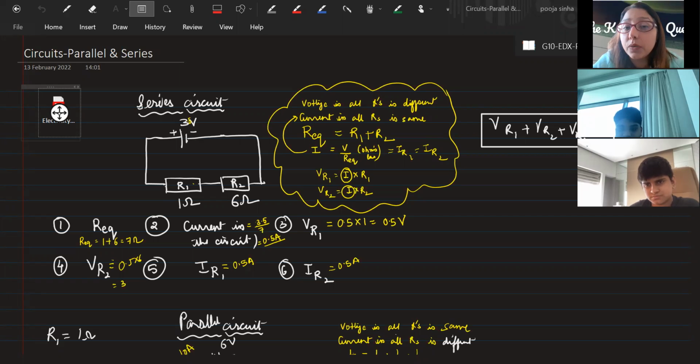What do you understand by nucleons? Protons and neutrons. When I say nucleons, it is everything which is inside the nucleus. So together they're called nucleons. Okay, so this part is clear.